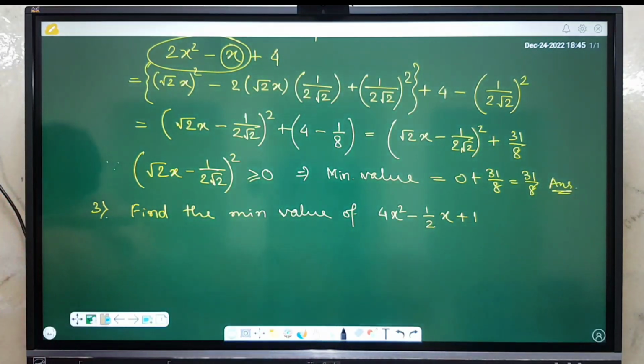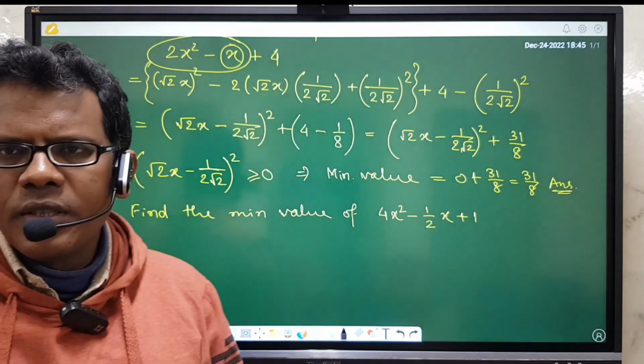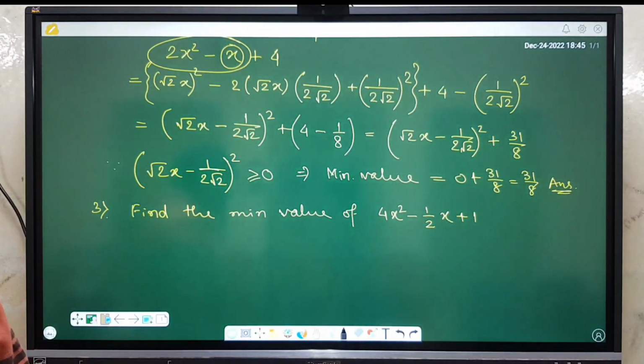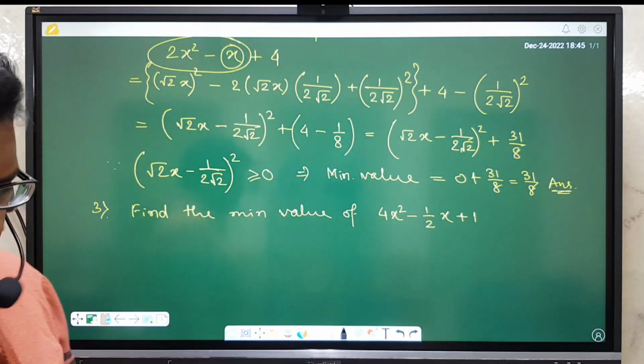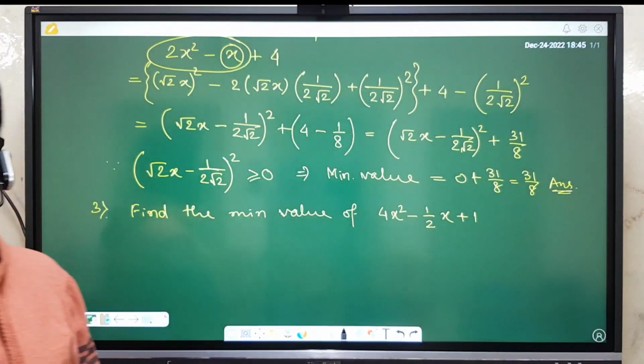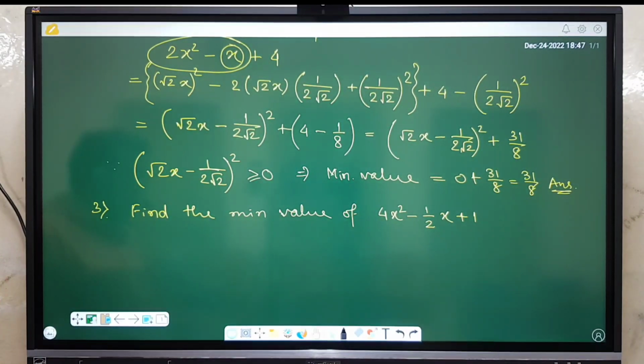4x square minus 1 by 2x plus 1. What will be the minimum value of this quadratic expression? Similar type of question, I hope you can solve it. Pardon? Just a minute.